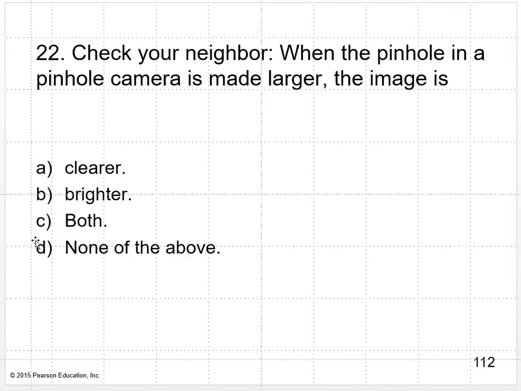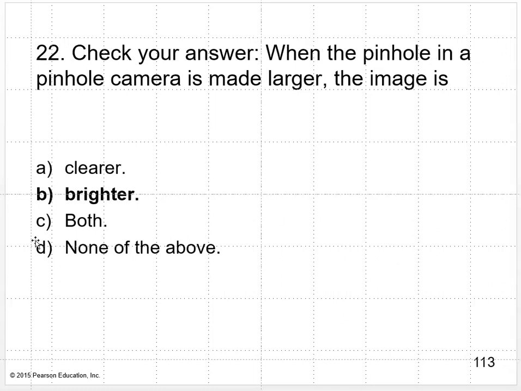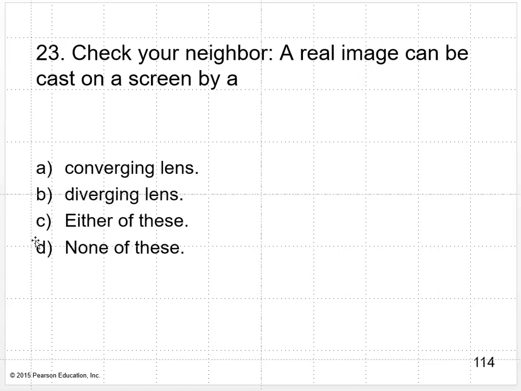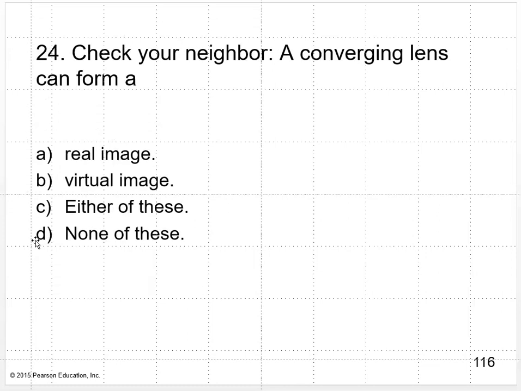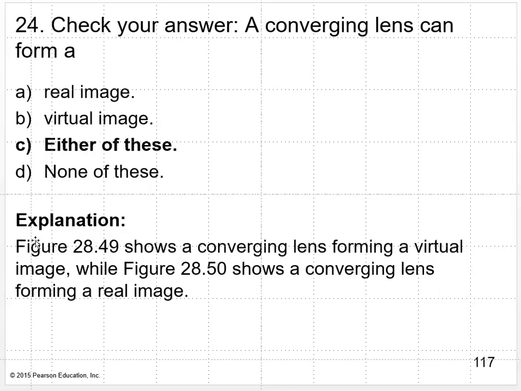When a pinhole of a pinhole camera is made larger, more light will get through, so the image is brighter. Now, there is a limit on this. If you make it too big, you won't get a fuzzy image. A real image can be cast on a screen by a converging lens. A diverging lens can only produce virtual images, so you can't cast them on a screen. A converging lens can form either a real or virtual image, just like a concave mirror.